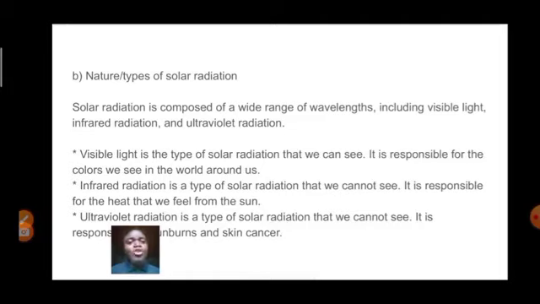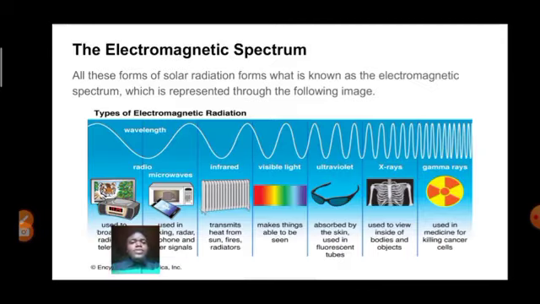Then for the ultraviolet radiation, this one we do not see as well, but it has a major role to play in our environment because its effects are far-reaching. It is responsible for the sunburns and for the skin cancers that are usually caused by exposure to sunlight, excessive sunlight.